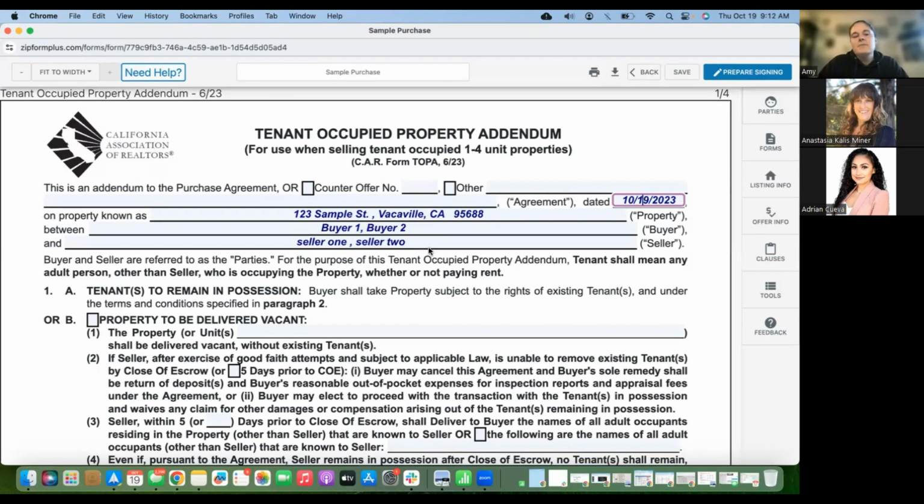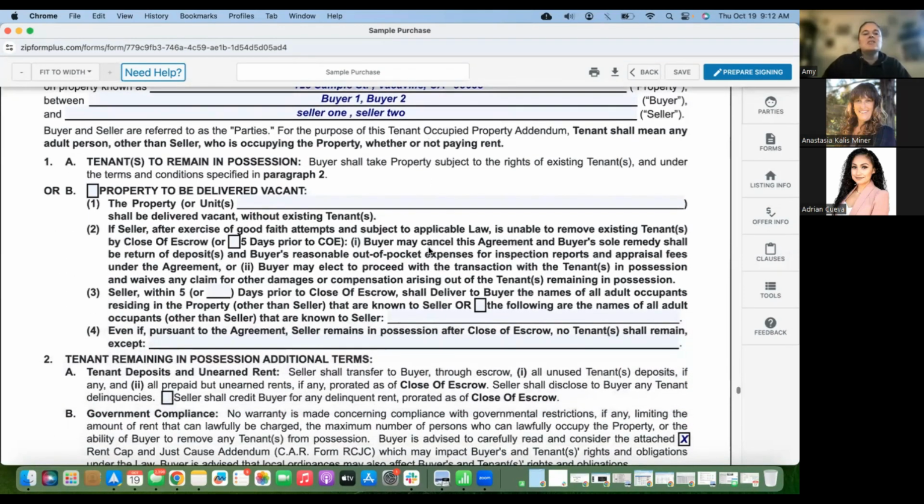Buyer and seller are hereby referred to as parties. For the purpose of this tenant occupied property addendum, tenant shall mean any adult person other than seller who is occupying the property, whether or not paying rent. Anybody who's in that property that's not the seller. Section 1A would be tenants to remain in possession. That's our first option. The tenants are going to remain in possession after the close of escrow. Buyer shall take the property subject to the rights of the existing tenants and under the terms and conditions specified in paragraph 2.